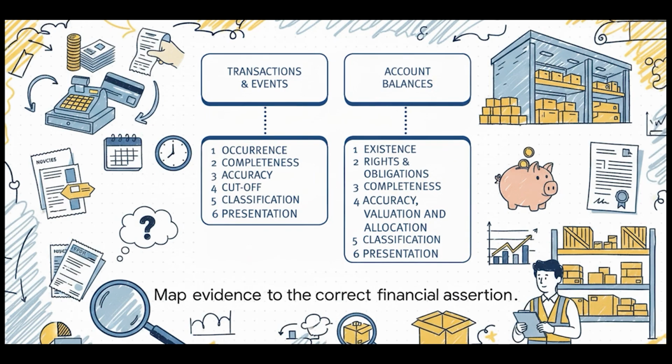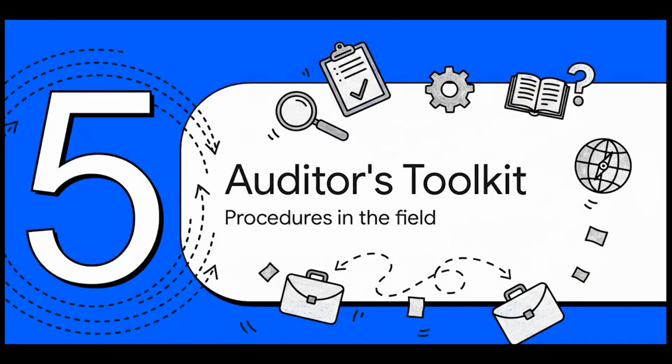But for a year-end balance, you're testing existence. Does this inventory physically exist in the warehouse today? The evidence you gather must perfectly align with the specific assertion you're targeting. All right, Section 5, the Auditor's Toolkit. Let's talk about the actual procedures you'll use out in the field.